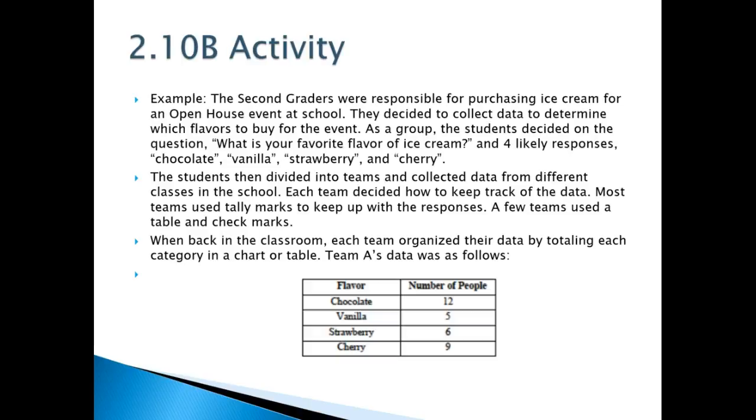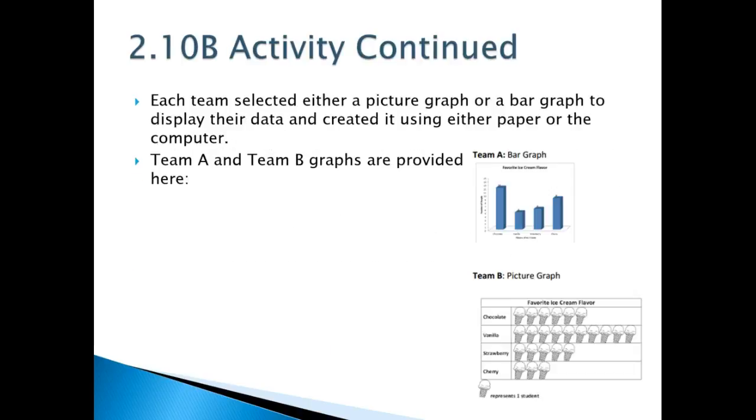2.10b, an example of this, the second graders are responsible for purchasing ice cream for an open house event at school. So they decided to collect data to determine which flavors to buy. So here's just a few examples of what you can do. And that Team A and Team B, they can use different types of graphs to graph the information that they gathered. So you can assign each team a different graph, and maybe have one team using intervals more than 1.